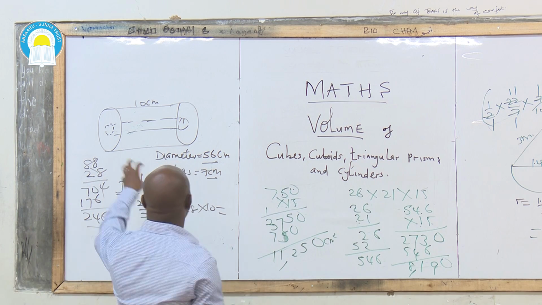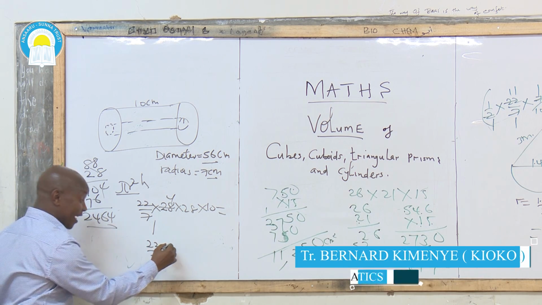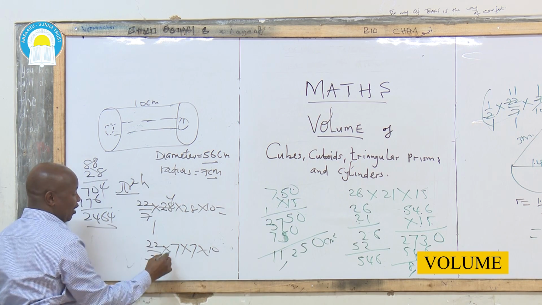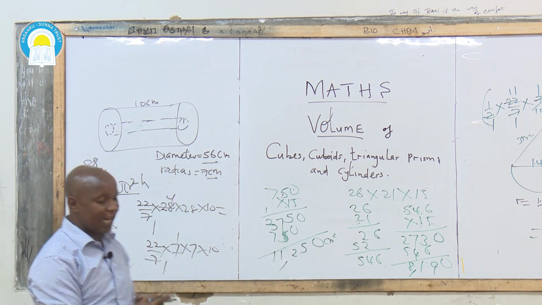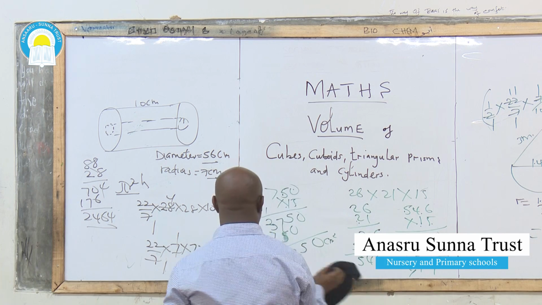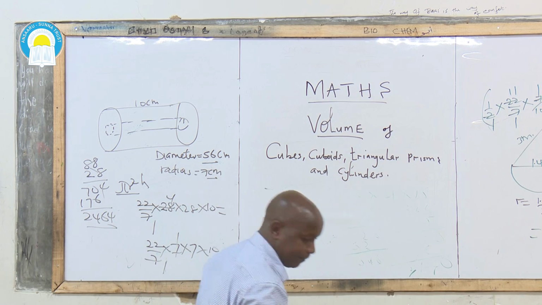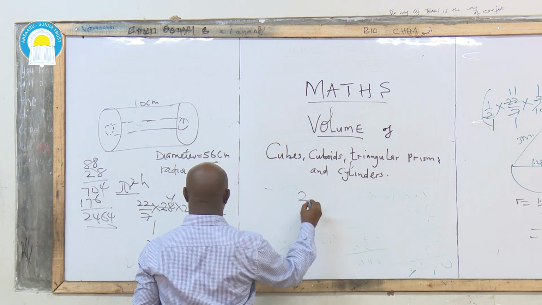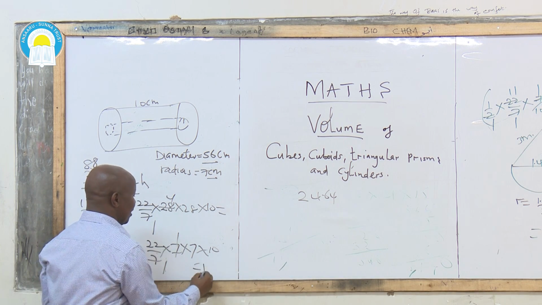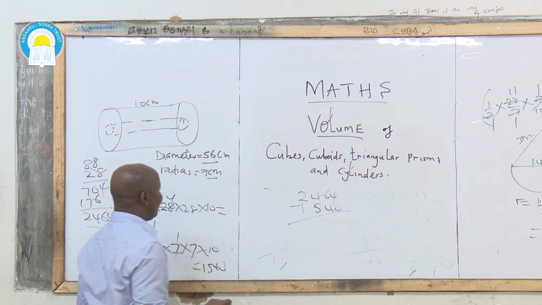Now you take away the volume of the hole. Where the radius is 7, again you say 22 over 7, multiplied by the radius, multiplied again by the radius, multiplied by the length, which remains the same, 10. 7 cancels 7. 22 multiplied by 7, you get 154. Multiplied by 10, you get 1,540. So your work now, you just subtract, then you get the answer directly, which is 2,464 take away 1,540.